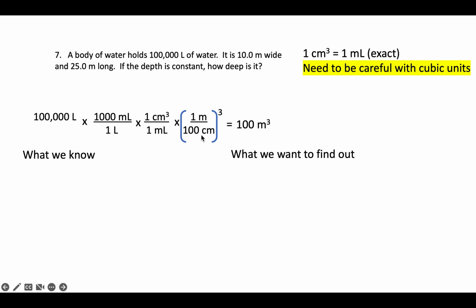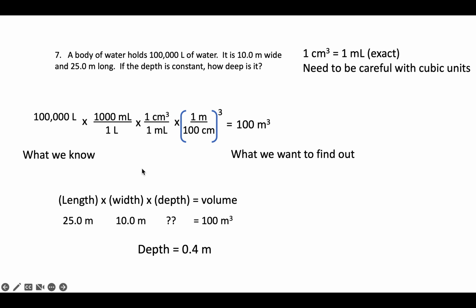And then there's 100 centimeters in every meter. But the cubic part, I want to be careful because this entire part here gets cubed, this entire conversion factor. So that would lead me to find that the volume in cubic meters is 100 cubic meters.